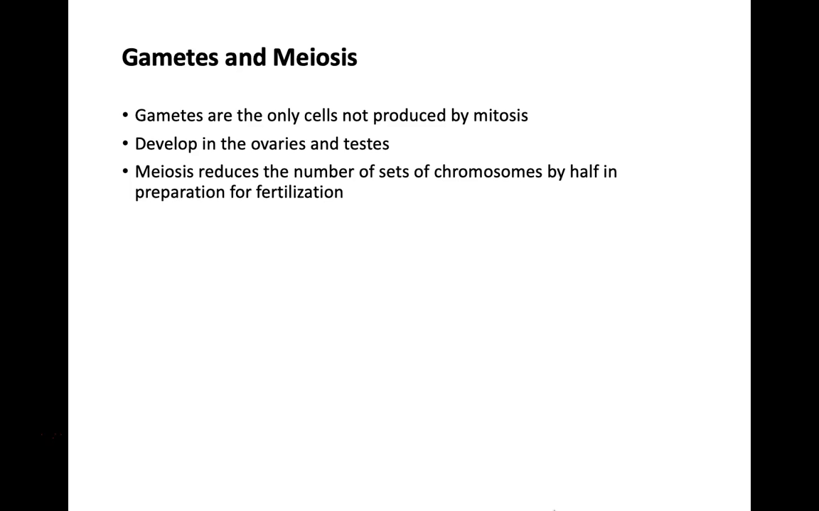So let's move on to actually getting into gamete production and the process of meiosis. So gametes are the only cells that are not produced by mitosis. Remember, we said that all of the other cells in our body divide by mitosis. Parents produce identical daughters. But gametes are a little bit different. Gametes develop in the ovaries or the testes, depending on whether or not you're producing a sperm or an egg. And then, again, an important feature of meiosis is that it reduces sets of chromosomes in half, and that is to prepare for fertilization.